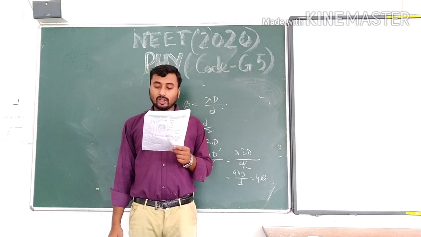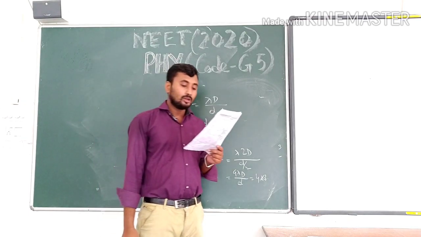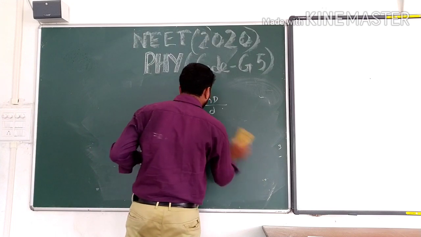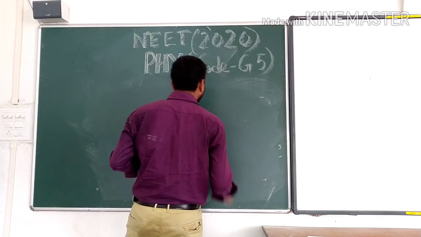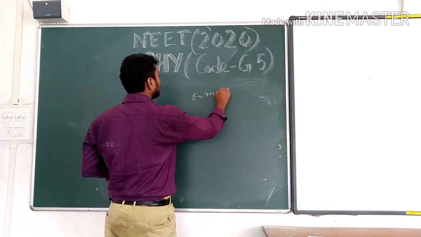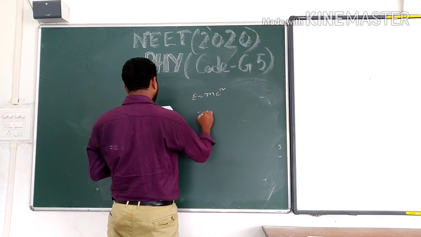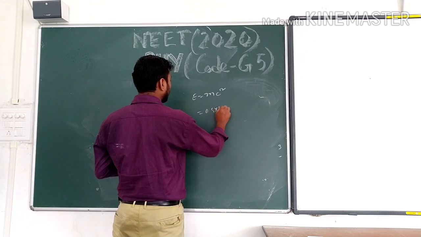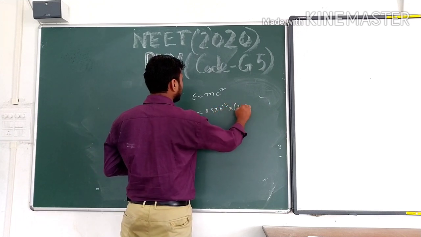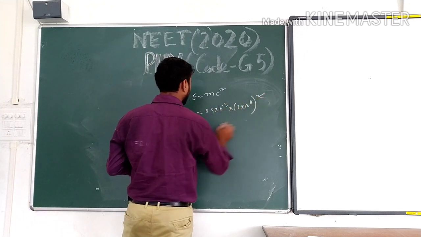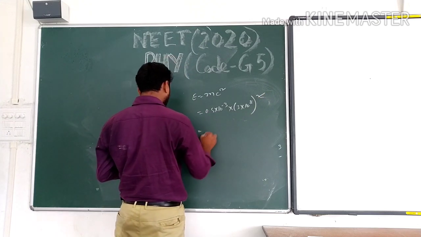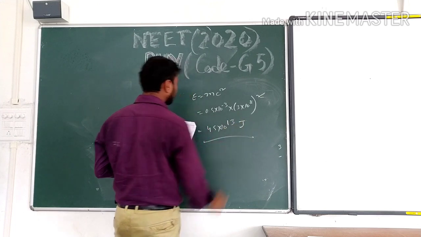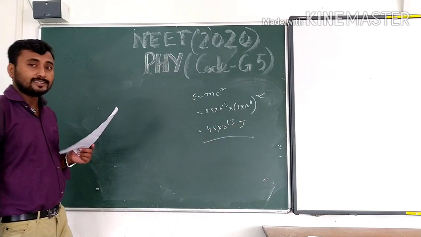The energy equivalent of 0.5 gram of a substance is. So Einstein equation is E equal to mc squared. Mass is 0.5 gram, so it will be 0.5 into 10 to the power -3, c is 3 into 10 to the power 8 whole thing squared. So it will be equal to 4.5 into 10 to the power 13. Option 1 is correct.